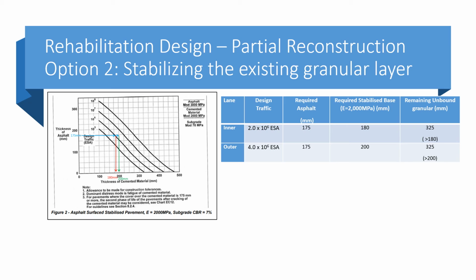The following pavement methodology can be adopted for the inner lane. Remove the existing pavement layers to 175 millimetre depth, stabilise the existing granular material to 180 millimetre depth, place asphalt layers. The following pavement methodology can be adopted for the outer lane. Remove the existing pavement layers to 175 millimetre depth, stabilise the existing granular material to a 200 millimetre depth, and then place the asphalt layers.